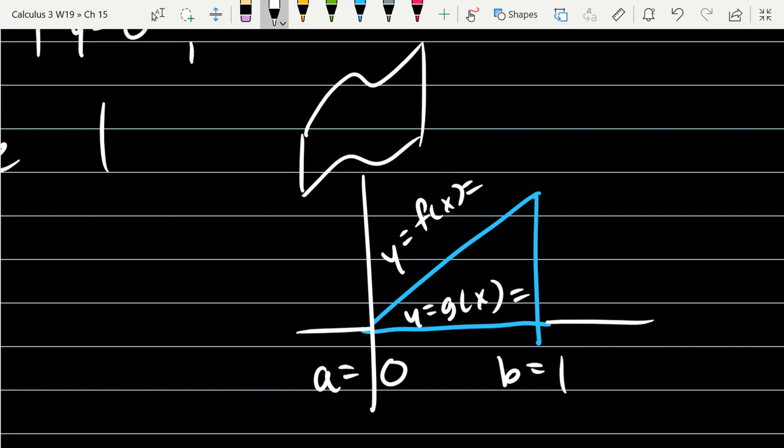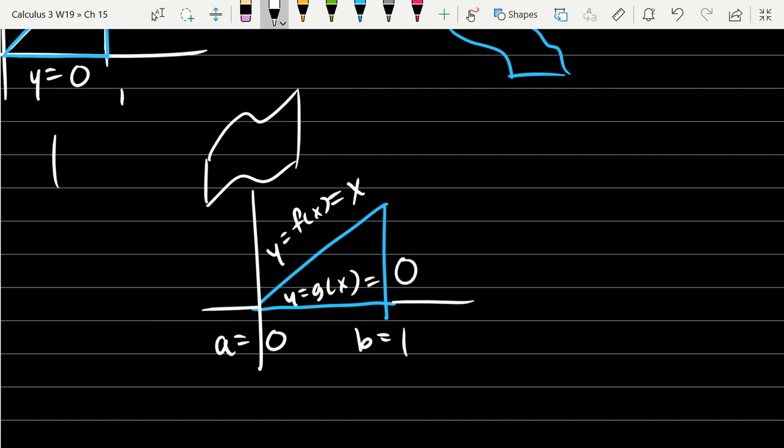All right, upper curve, y equals f of x. What's our f function? X. Kind of boring, but it's a line. It's just the line y equals x. All right. Lower curve? Zero. It's the line y equals 0. Even less exciting, just that flat line right there.